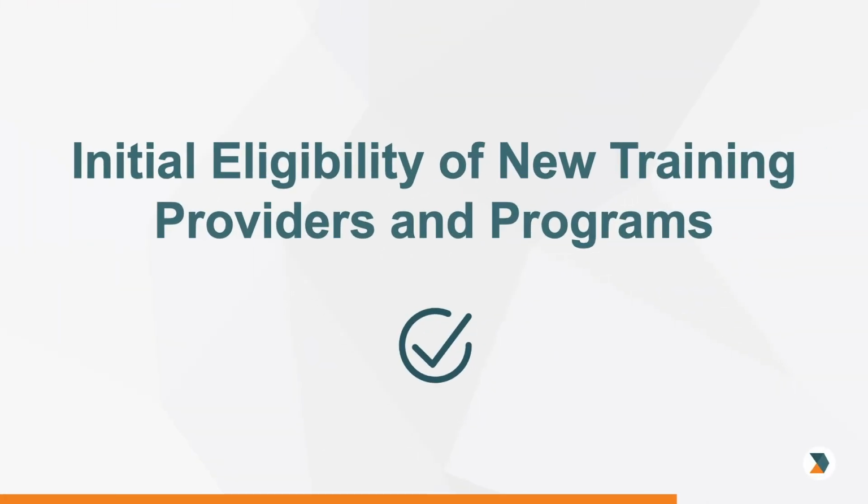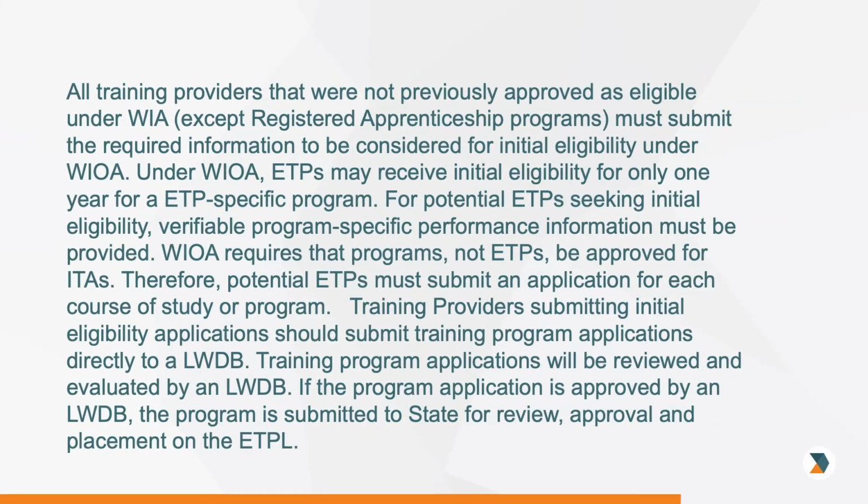Initial eligibility of training providers and programs. Once approved, all training providers and educational programs are approved for 1 year. Once the year has expired, the provider and program are reevaluated by the local area for continued inclusion on the ETPL. So after the first year, if the provider and the program are reapproved, the expiration then is moved for every 2 years after that point.